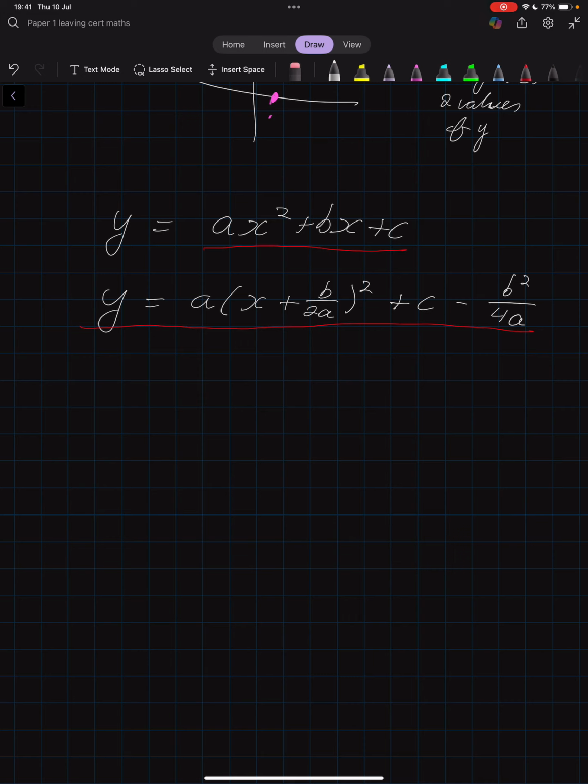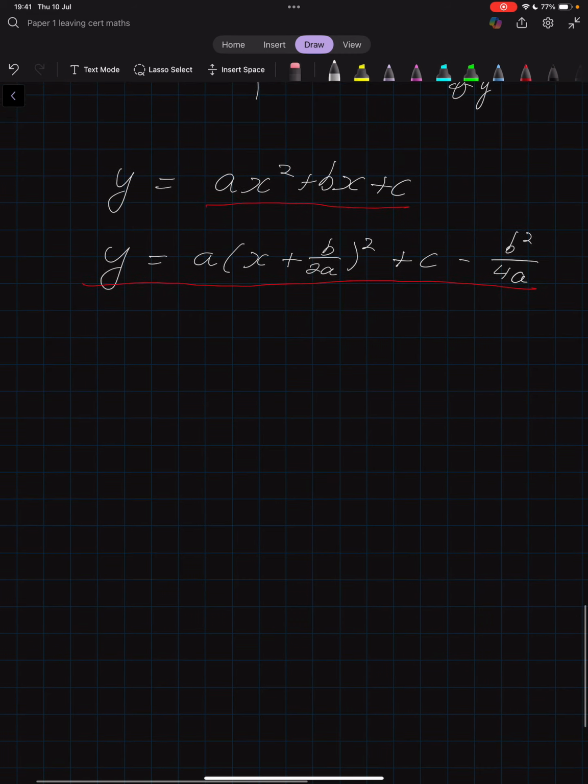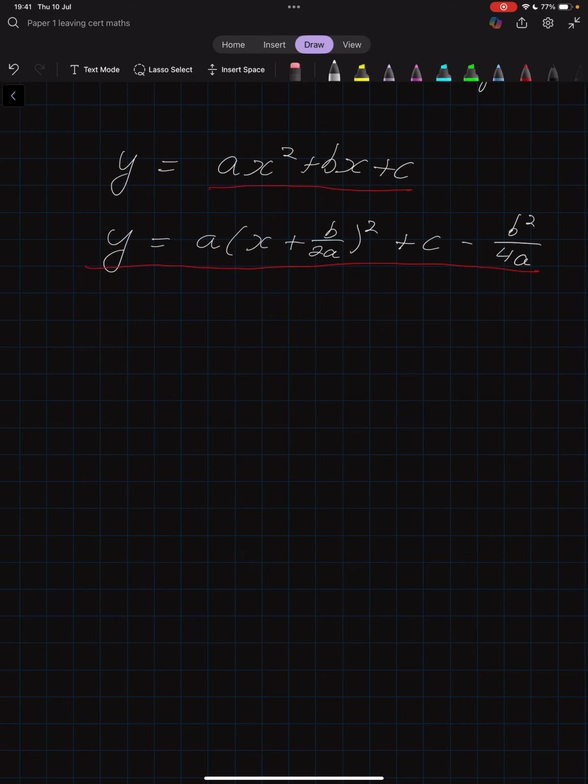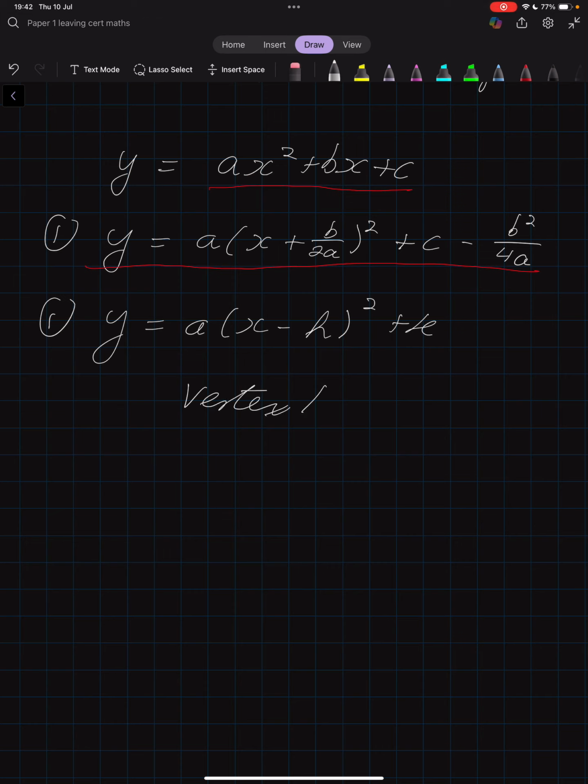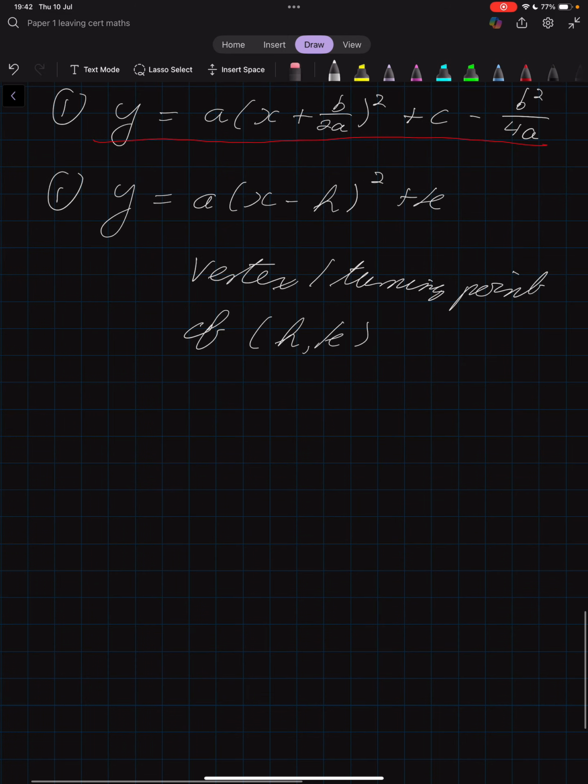Okay? So basically what you want to do is, in some of your books, they might use h and k instead. So they might say, this is the form you want it in, but you can also write it like this, that y equals a into x minus h squared plus k. Because then this gives you a vertex or a turning point of h, k. Okay, so what does that mean?